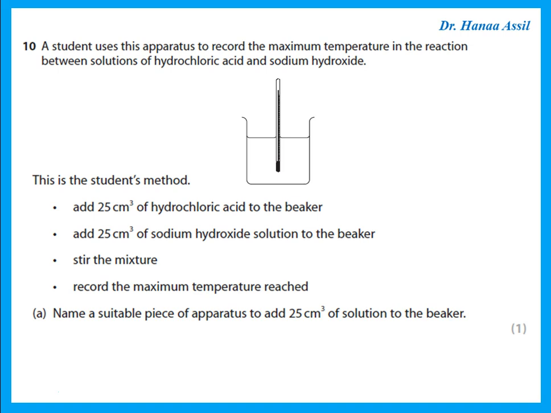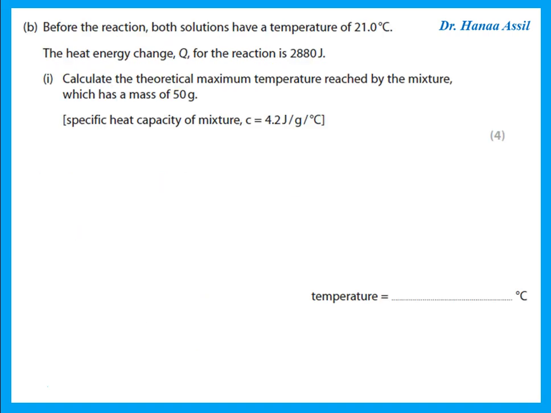Name a suitable piece of apparatus to add 25 centimeter cubed of solution. Now, he didn't say 25.0. He said just 25. That means about 25, so I need a measuring cylinder. If we say 25.0 centimeter cubed, that means exactly 25. Then in that case, I would need a pipette, or you could use a burette.